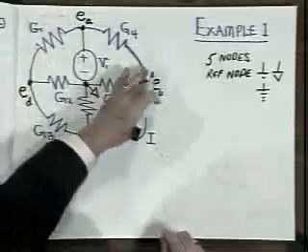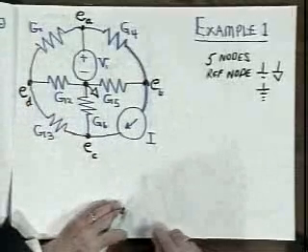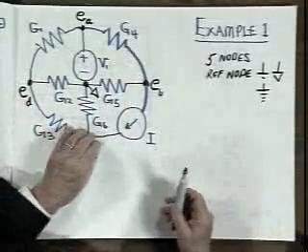There is a great advantage of choosing node to reference voltages, because by doing so, Kirchhoff's voltage law, which says that the sum of the voltages around any closed path in a circuit must equal 0, the algebraic sum of the voltages around a closed path must be 0, is automatically satisfied by these node to reference voltages.